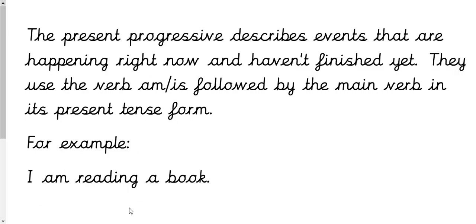Okay, so that's the present progressive. So we've got the verb am, and then we've got reading in its present tense form. So I am reading a book, which suggests that I haven't finished reading yet. Therefore, it's the present progressive because it is still ongoing.